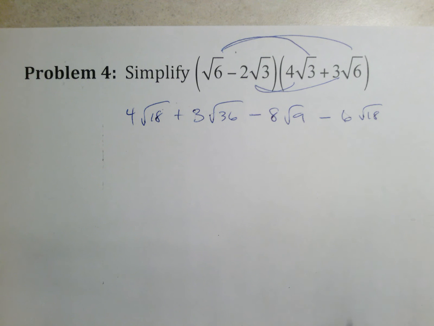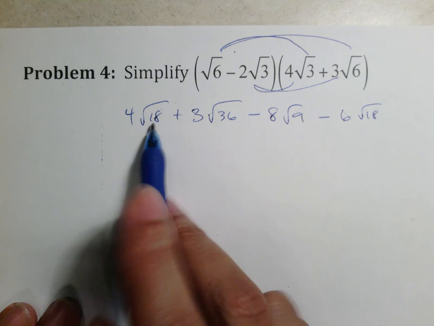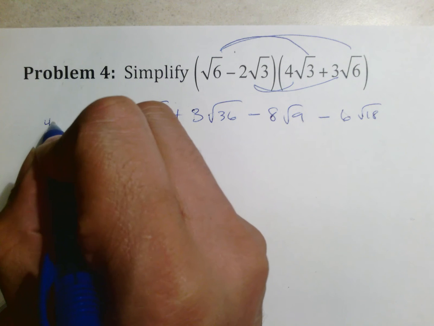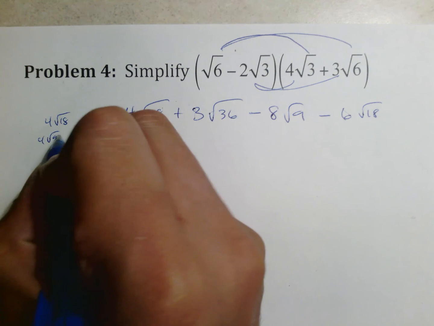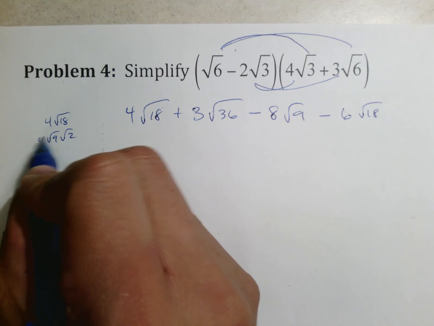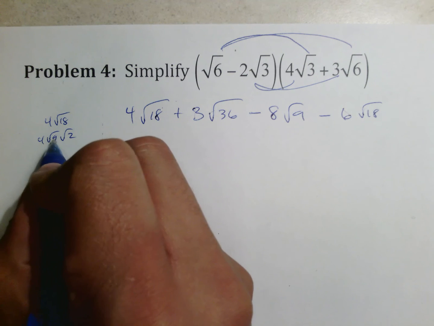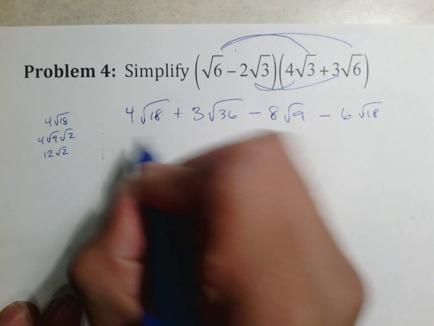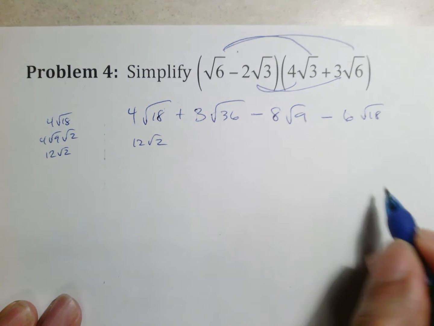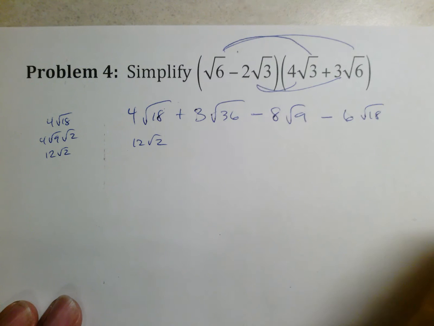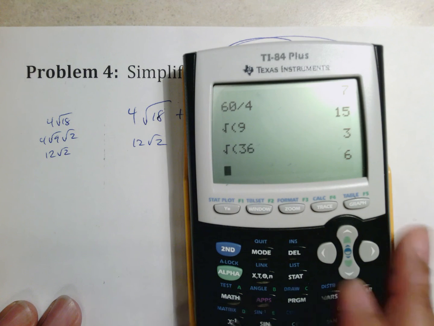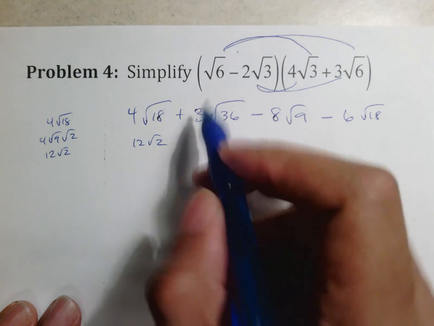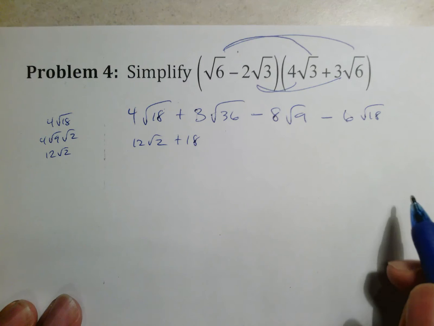From there, again, we want to simplify our radicals. Root 18 I know to be 9 times 2. So 4 root 18 turns into 4, 9, and 2. 9 turns into a 3 times 4, which is 12 root 2. 36, I think 36 is a special number. Let me see, square root of 36 is 6, so that actually turns into a 6 times 3, which means that this is plus 18.